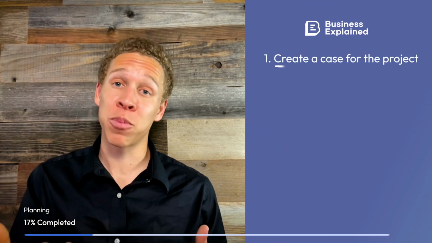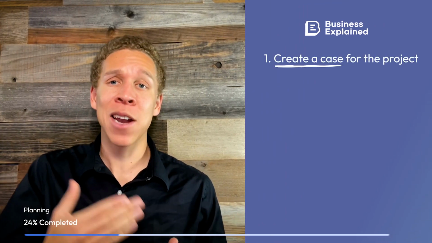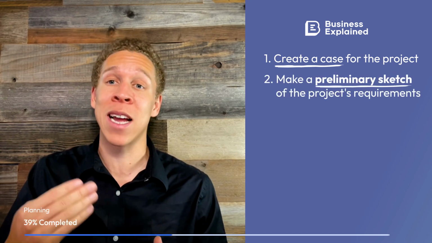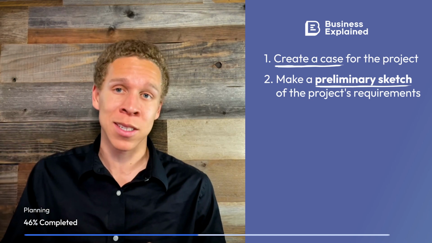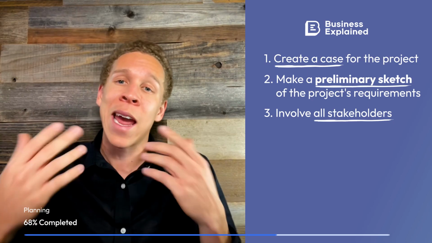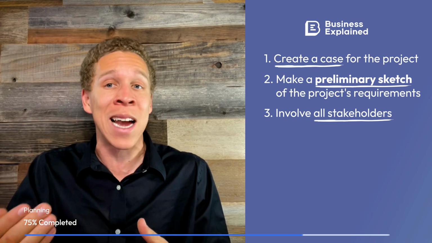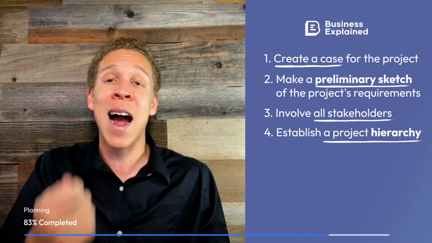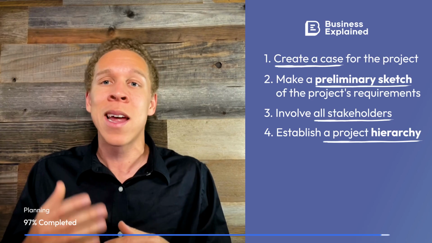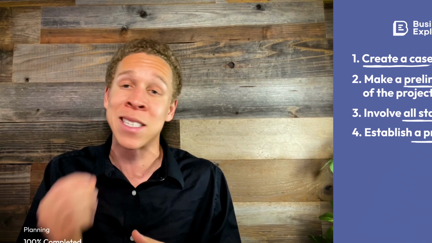So, what are the project management stages? First, start with planning. You can subdivide planning into 4 main activities. 1. Create a case for the project, identify the problem to solve, and map out a plan to tackle it. 2. Make a preliminary sketch of the project's requirements, including estimates for scope, timing, and resources. 3. Involve all stakeholders, such as employees, contractors, consumers, suppliers, government agencies, communities, and organizations to gather valuable insights. 4. Establish a project hierarchy with the project manager at the top, followed by department managers and subordinates, and choose a structure that works best for the company's needs.